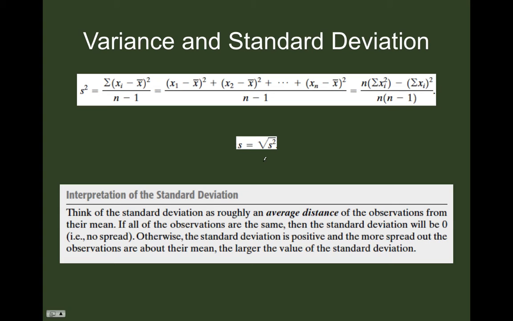In fact, we think of the standard deviation as roughly an average distance of the observations from their mean. If all of the observations are the same, then the standard deviation is 0, which means there's no variation, there's no spread. Otherwise, the standard deviation is always positive. The more spread out the observations are about their mean, the larger the value of the standard deviation.